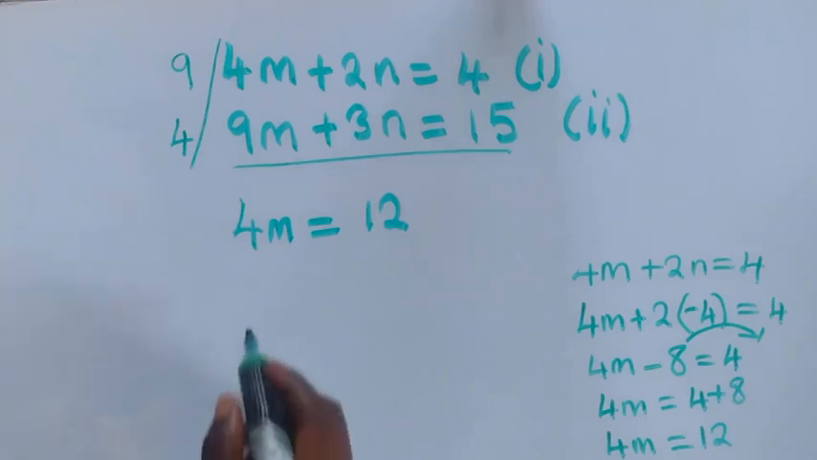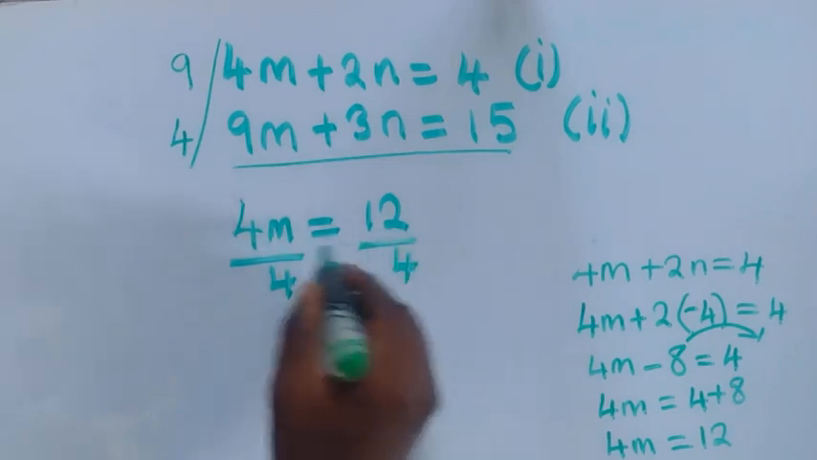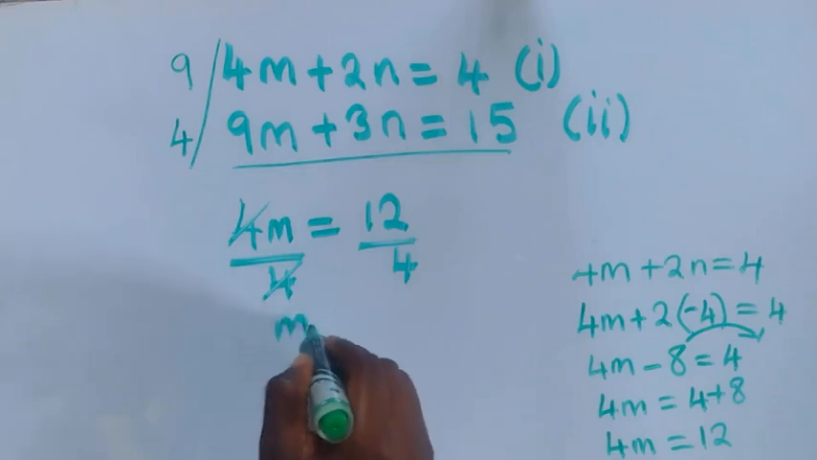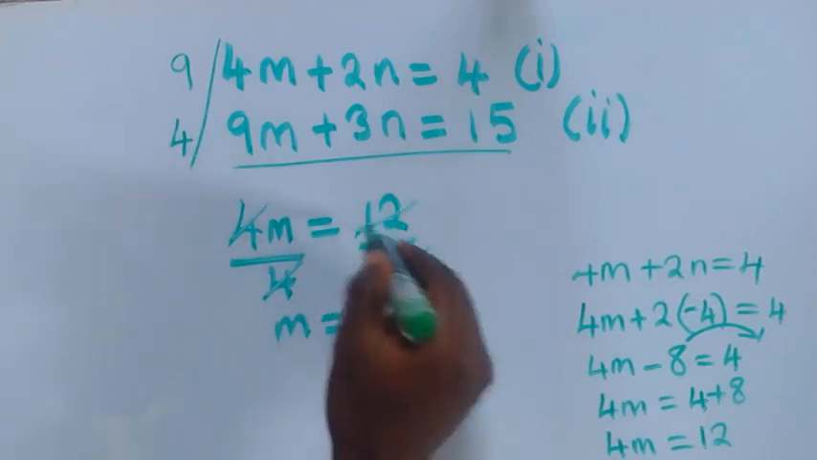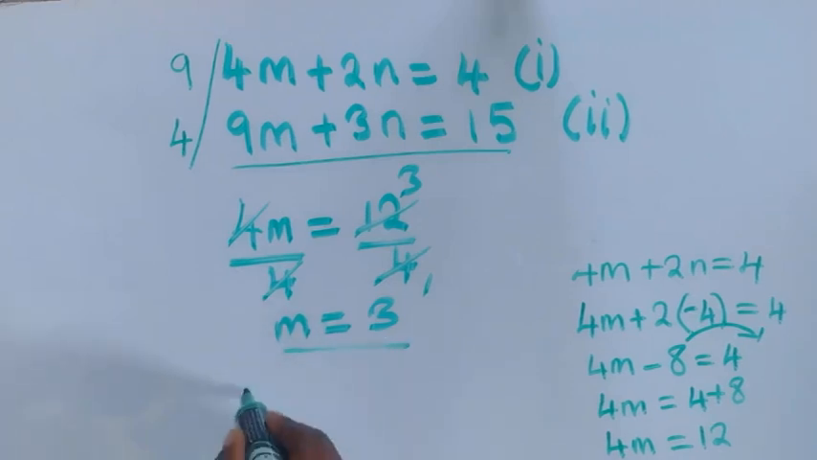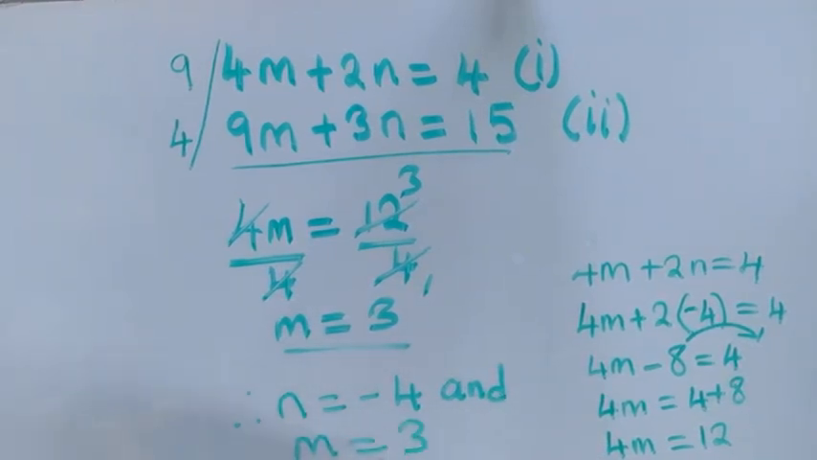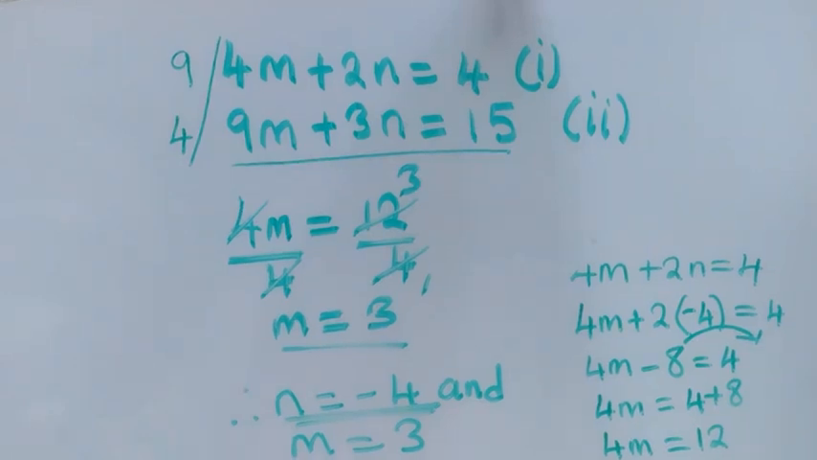So now what we want is to find the value of m. We can divide both sides by 4 so that this and this will cancel. m is equal to 4 into 12, it's a 3. So m is equal to 3. So therefore, we can safely say that the value of n is equal to negative 4 and m is equal to 3. These are the values of the constants, okay? n is equal to negative 4 and m is equal to 3.